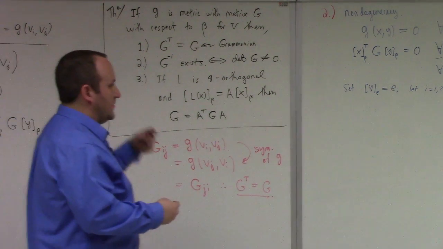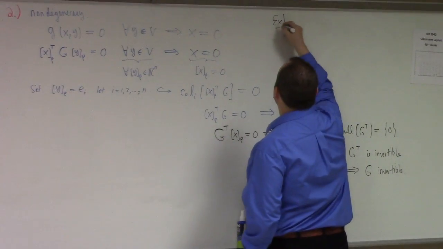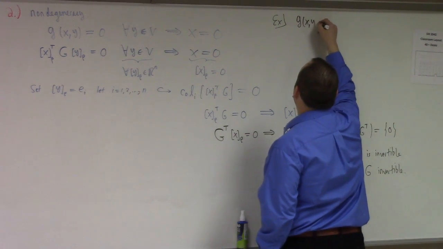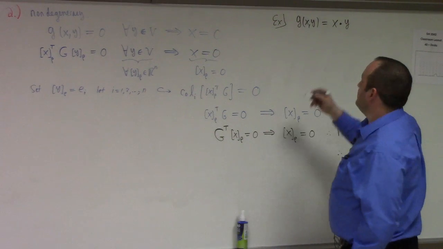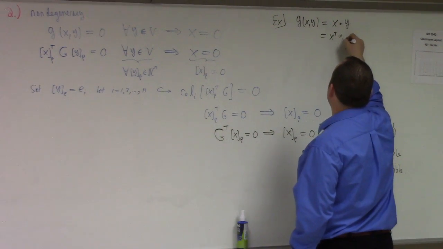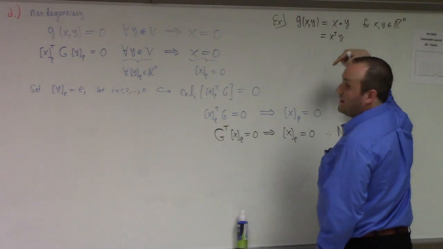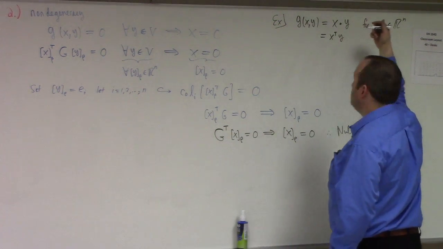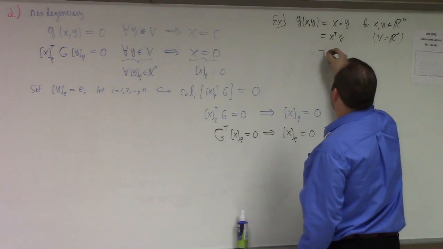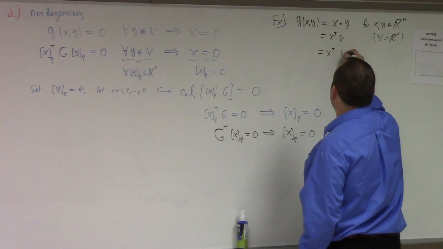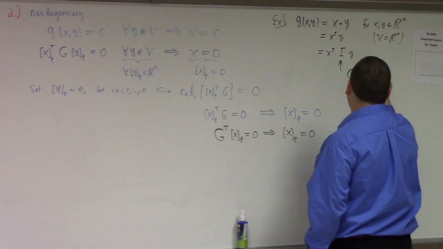Now that we've got this general theorem, what are some examples? A simple example. How about this? G of x, y is just equal to x dot y. This is x transpose y. So I'm taking the case V equal to R^n itself. In this case, you have x transpose y, which is x transpose I y, so G is equal to the identity matrix.